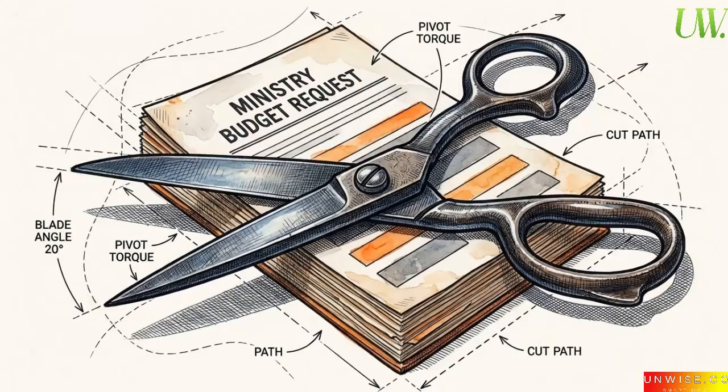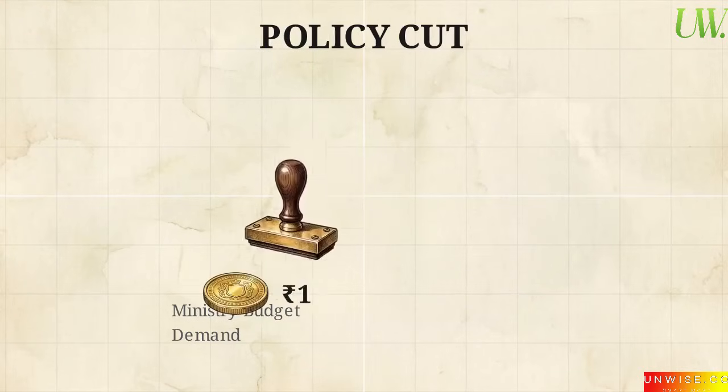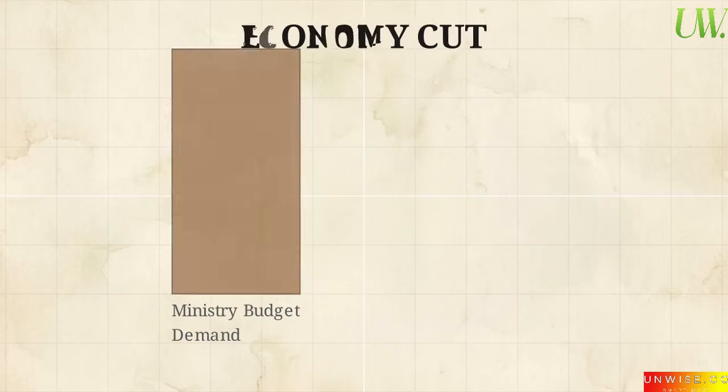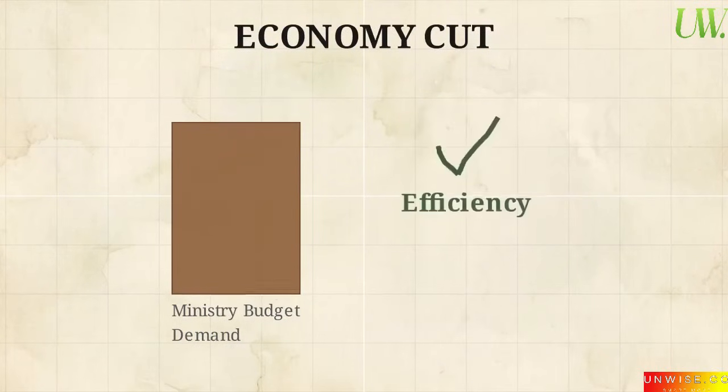During this process, members of the Lok Sabha can attempt to slash a ministry's requested budget using 3 specific procedural tools, known as cut motions. A policy cut motion seeks to reduce a specific grant demand to exactly 1 single rupee. Passing this signifies the legislature's complete and absolute disapproval of the policy driving that expenditure.